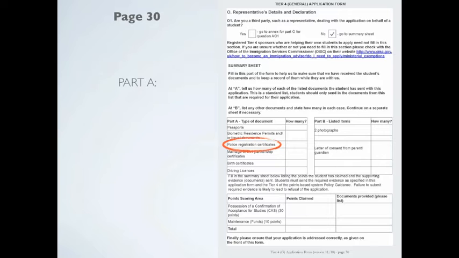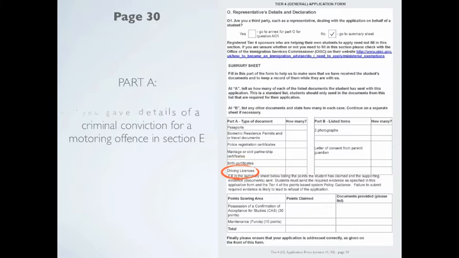If your visa does not state that you must register with the police, then you do not need to enclose a police registration certificate. You would only need to enclose a marriage certificate if you have a husband or wife who are applying as your dependents at the same time as you. You only need to include a birth certificate if you are using your parents' bank statements. You only need to include a driving licence if you gave details of a criminal conviction for a motoring offence in Section E.